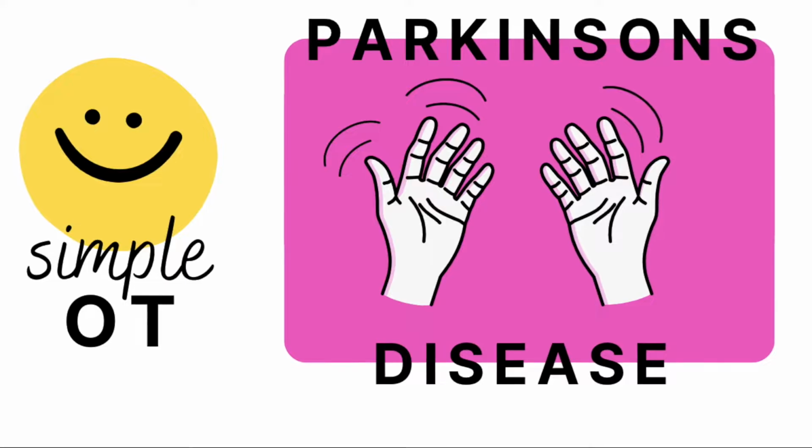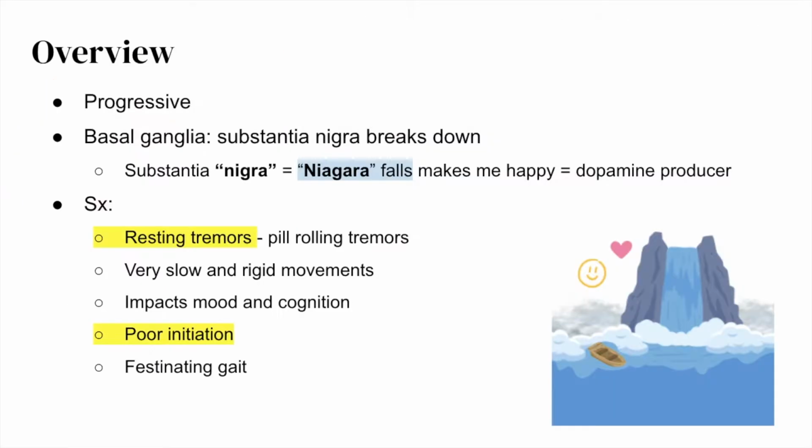Today I'll be going over Parkinson's disease. Parkinson's is a progressive disease that occurs in the basal ganglia, specifically the substantia nigra, which is a part of the basal ganglia, is deteriorating. To remember the function of the substantia nigra, I think about Niagara Falls. Looking at Niagara Falls makes me very happy, and therefore it is a dopamine producer.